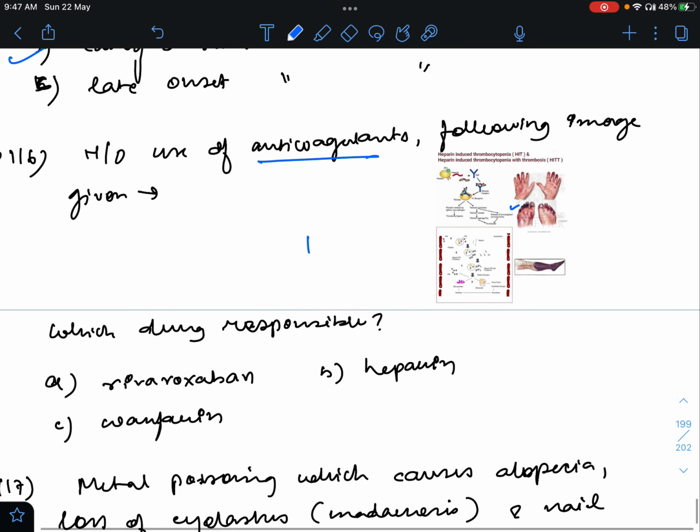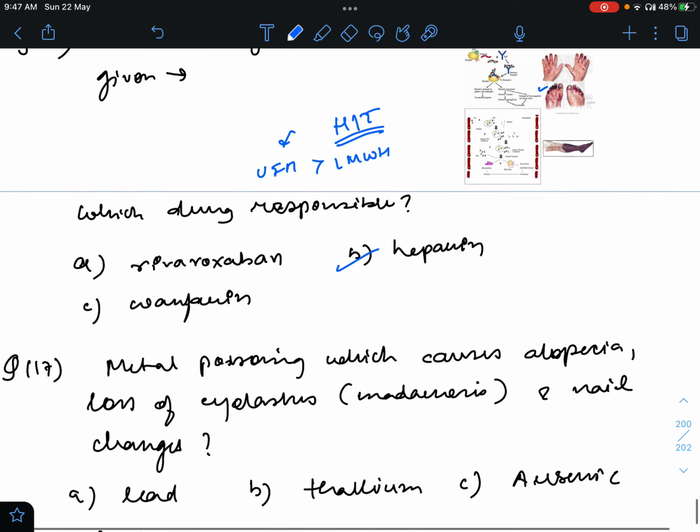a case of heparin-induced thrombocytopenia, and HIT is most commonly caused by unfractionated heparin more than low molecular weight heparin. So the answer for this will be heparin. I think it is heparin-induced thrombocytopenia.